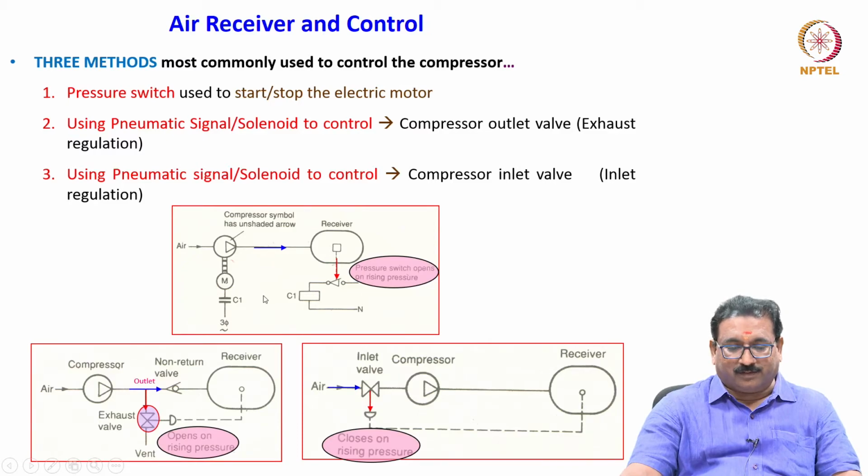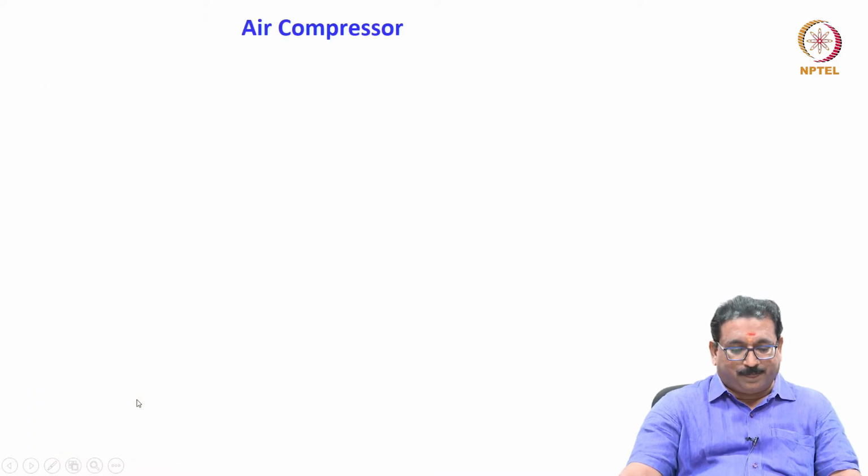You will see, friends, what I am telling you here: it is a pressure switch, which is used to switch on and switch off the compressor. Here you will see the air is used for exhaust regulation, meaning the outlet of the air, once it is filled, will go to the vent. Here you will see inlet: once it is full, even though the compressor is running, it closes here. This is exhaust and inlet regulation.